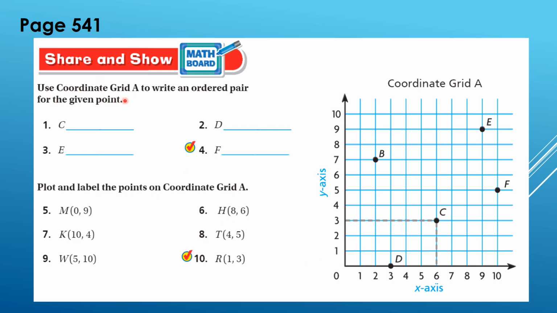Use coordinate grid A to write an ordered pair for the given point. This is point C, students. Can you see that? Now, very fast. Can you write the ordered pair for this? See, the book helped me. There is the x coordinate and there is the y coordinate. 3, 2, 1, 0, go. Perfect. (6, 3). You got that.